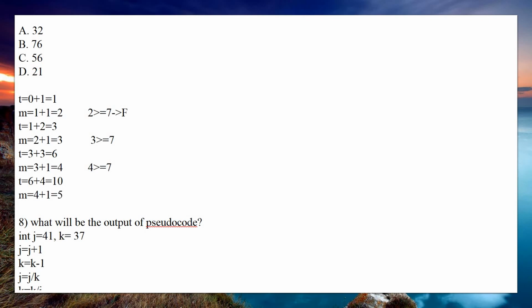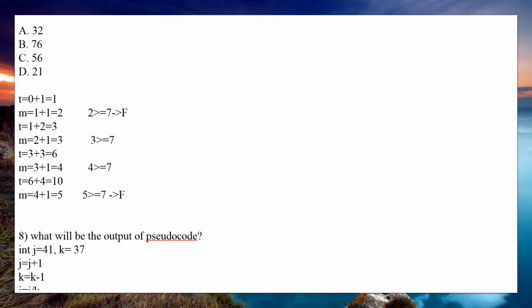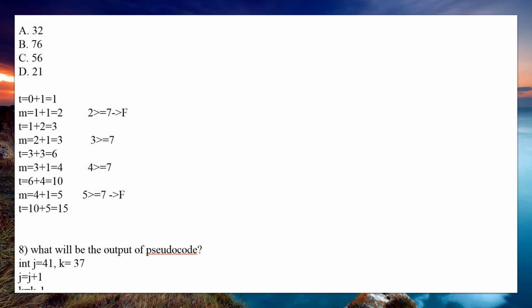So again you are going to check whether 5 is greater than or equal to 7. Condition becomes false, so the else part is executed. Again t is equal to t plus m, so 10 plus, what is the m value, 5, so it will be equal to 15. So t becomes 15. And m is equal to m plus 1, that is 5 plus 1, which will be 6.